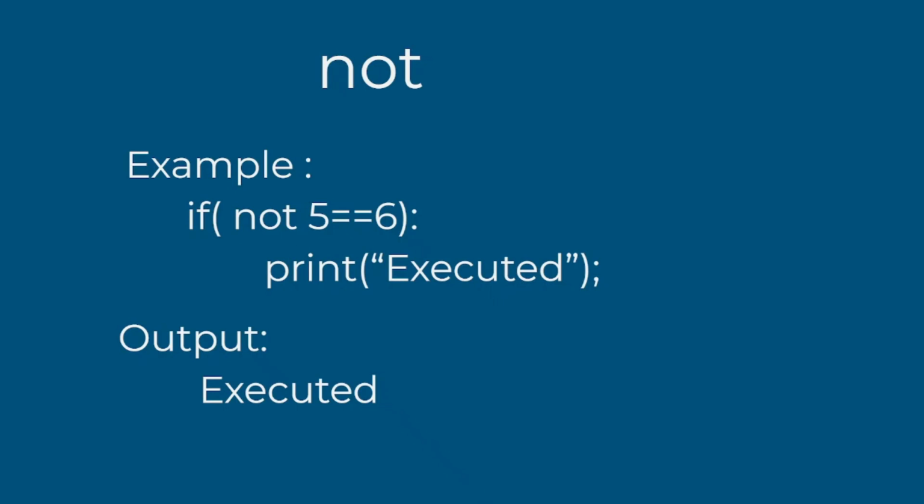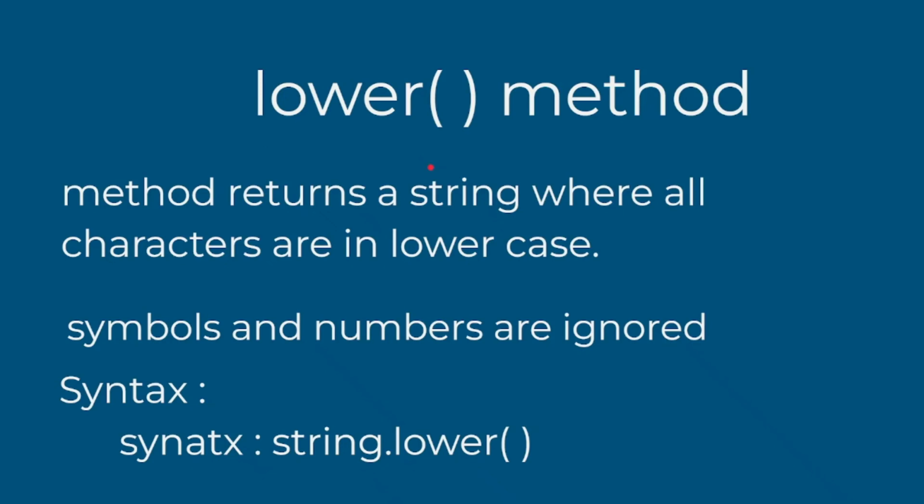Next we'll see about the lower and upper methods. Lower method. The lower method returns a string where all the characters are in lowercase. The lower method does not modify the source string, but instead it will return a string which will contain all the letters of the string in the lowercase. Then we can assign that return value to another variable and we can use that variable further.